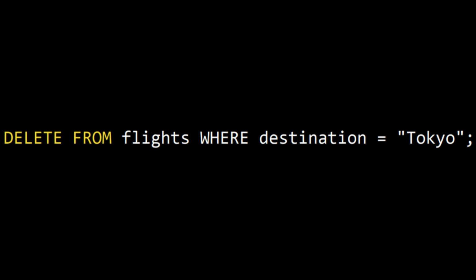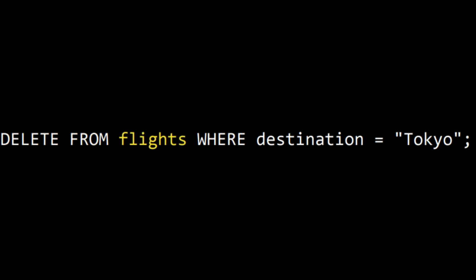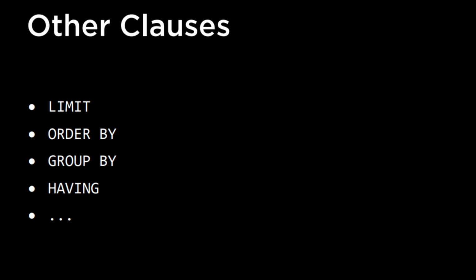So we can delete the rows like this: delete from flights. If you only use delete from flights, it will delete all the data in the table, so be conscious about that. We have to use the where command: delete from flights where destination is equal to Tokyo. This will delete all the flights where the destination is Tokyo. We can use other clauses too, like limit, order by, group by, having. These are other clauses you can find.